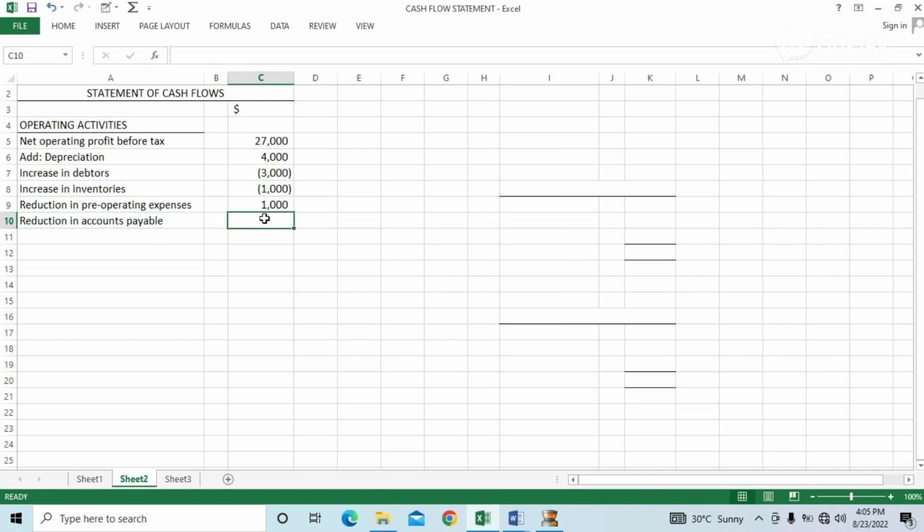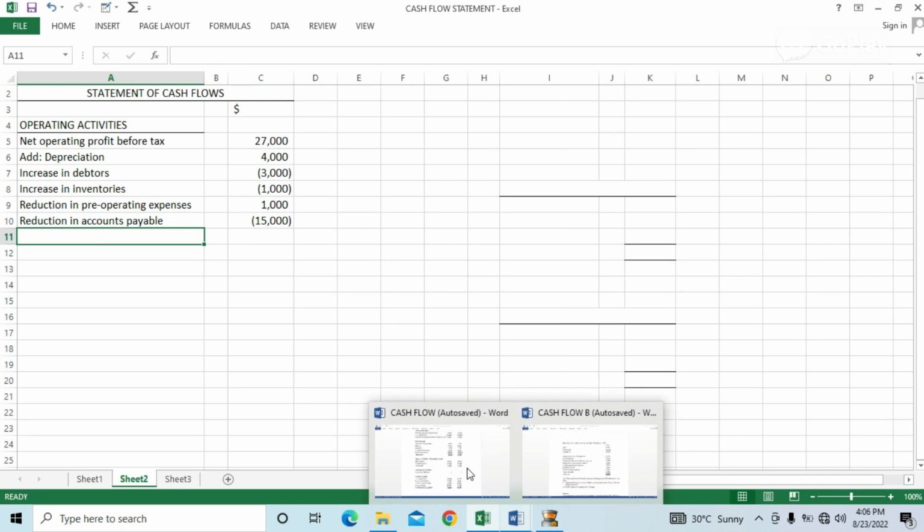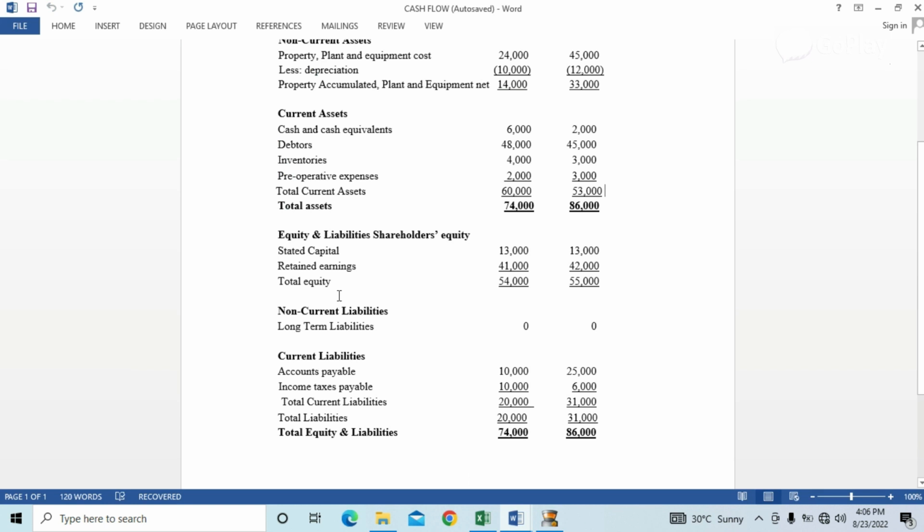And that one is 15,000. Then let's look at the next. The next current liabilities, income tax payable. Here, because we want the income tax to show, we will not indicate the income tax payable.